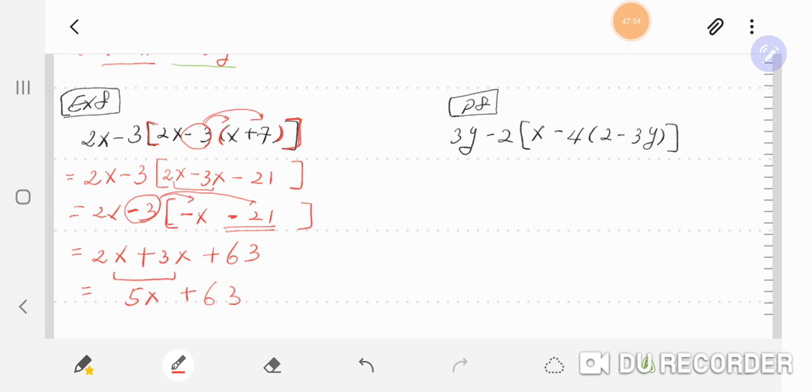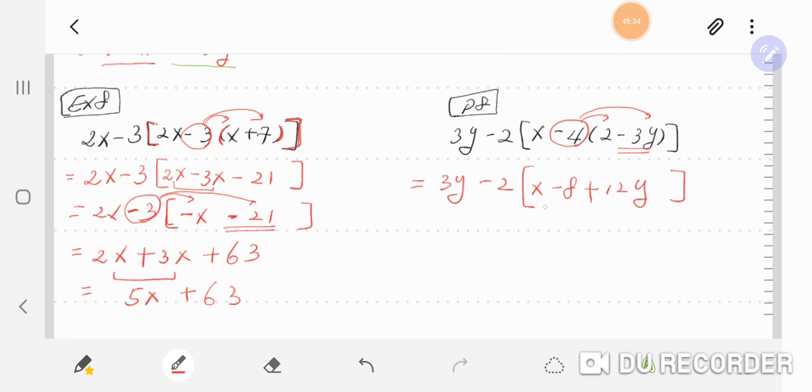Okay, problem 8. This is the last one. It's still the same thing. 3y minus 2. We have a bracket. And then simplify the parentheses. So x stays the same. Multiply these 2 by what? Negative 4. Not 4. Multiply by negative 4. So negative 8. And then multiply negative 3y. Okay, negative 3y. Not 3y. Multiply this whole negative 3y by negative 4. So negative times negative is positive. 3 times 4 is 12y.